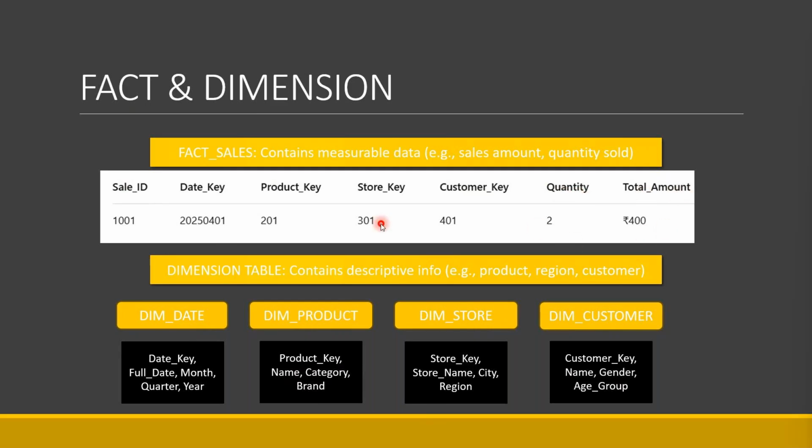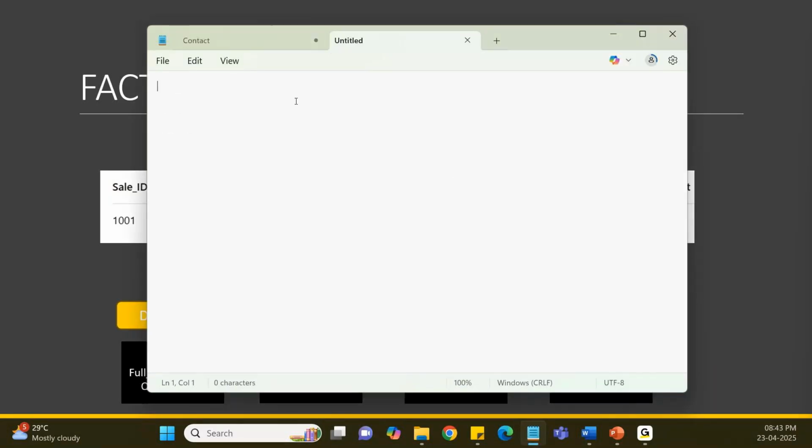Suppose a fact table has only the key columns, suppose we don't have quantity and total amount, we just have only up to here. Such kind of fact tables are called factless fact tables. Okay, maybe I will write it here.